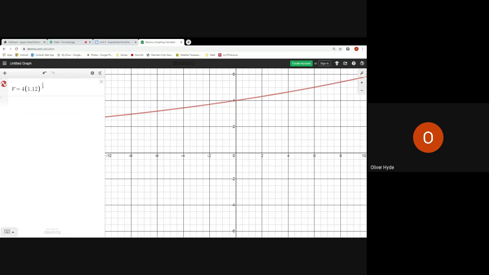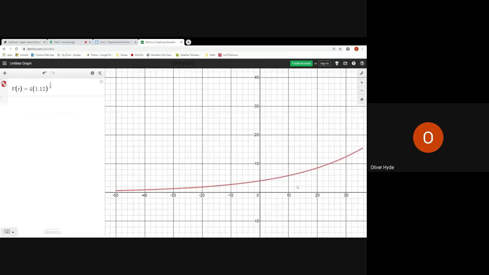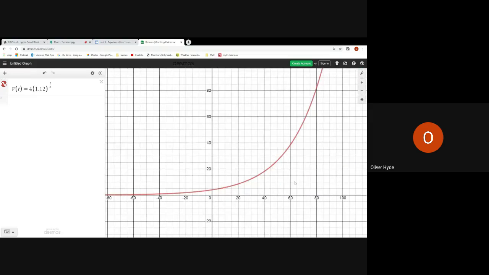If I substitute in t here, I can make this a function. There we go. Shouldn't cause any issues. If I substitute in v of t, that means that I'm going to be growing by 12% only once. So here's our curve. I can zoom out. I could change the scale myself.